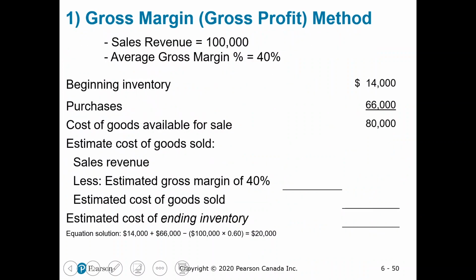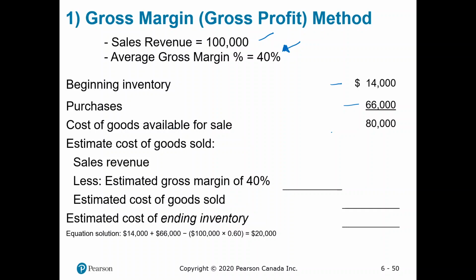Let's go through an example because I think it will become more clear when we see some numbers here. So in this example, we have sales revenue of $100,000 and our average gross margin is 40%. So we would have this average from the last number of periods. So every time we do financial statements, we calculate the gross margin percentage and we can figure out the average that we've had over the past number of years. We also know that our beginning inventory is $14,000 and we have purchases of $66,000. So when we add those, we get to our cost of goods available for sale.